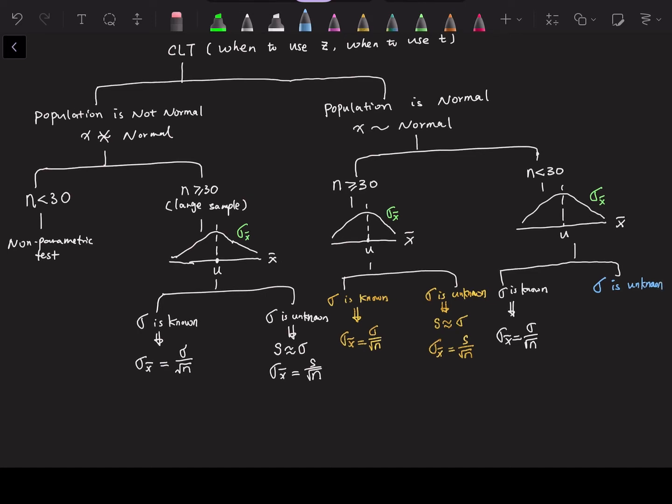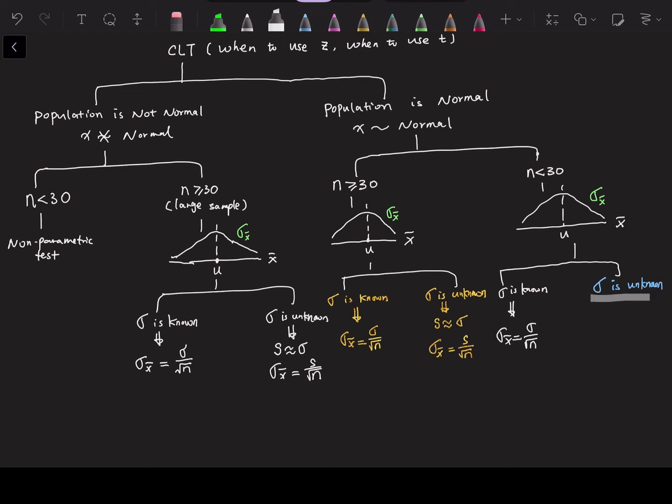Before, we said when sigma is unknown, it doesn't matter because n is large enough. We can use s to approximate sigma. But that's only true when n is large enough. We talked about that in the previous video.